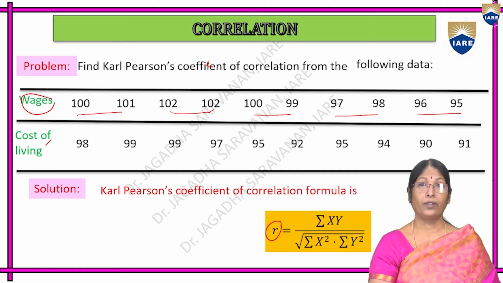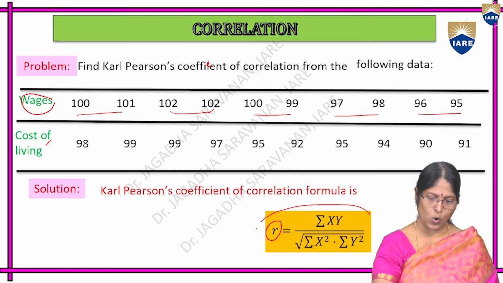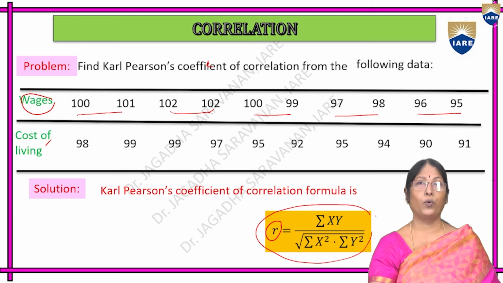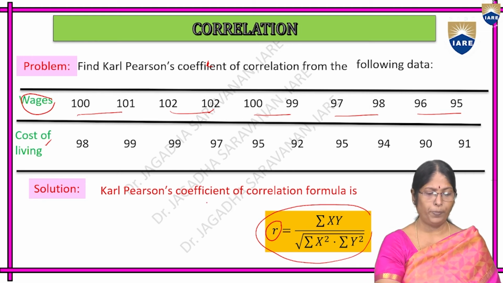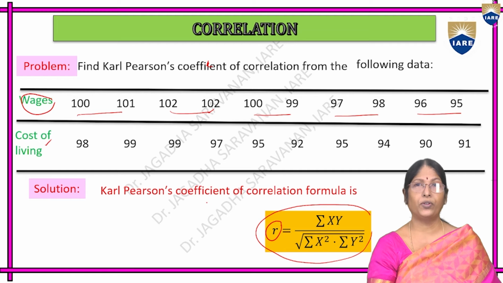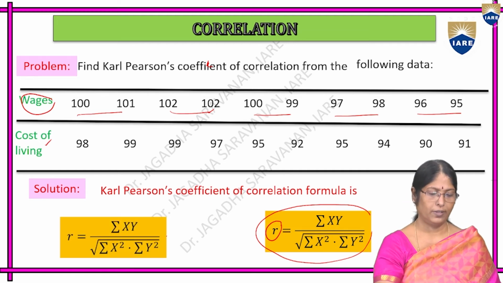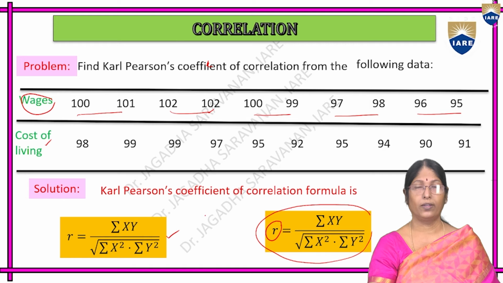So we will enter this formula only. With its help, we are going to solve this given problem. The Pearson's coefficient of correlation formula is summation xy divided by square root of summation x square into summation y square.